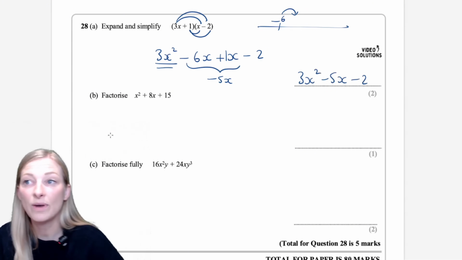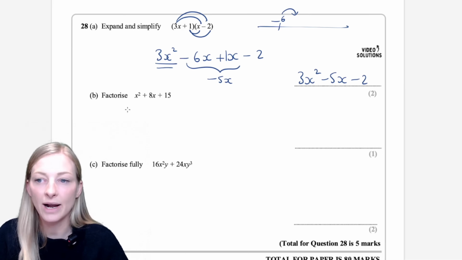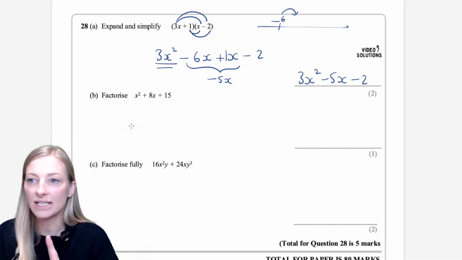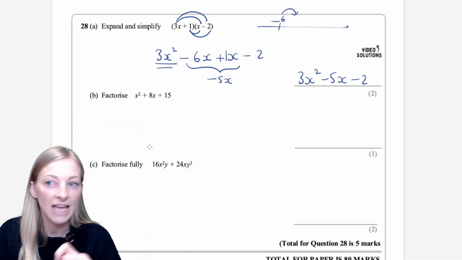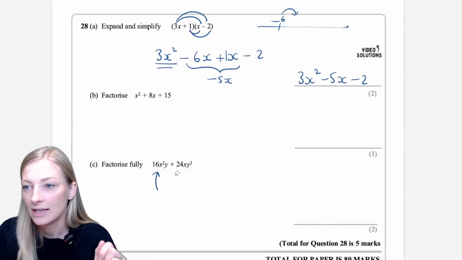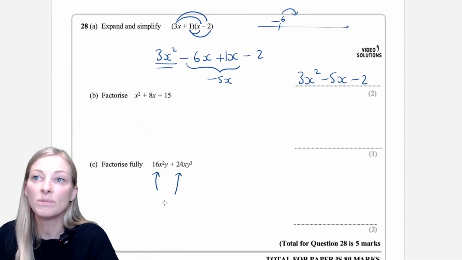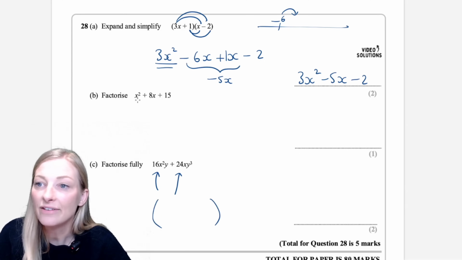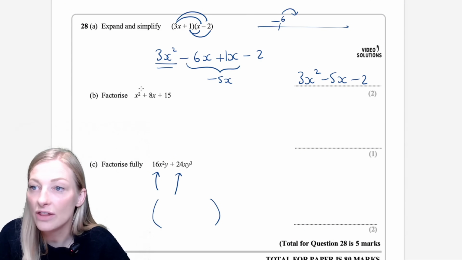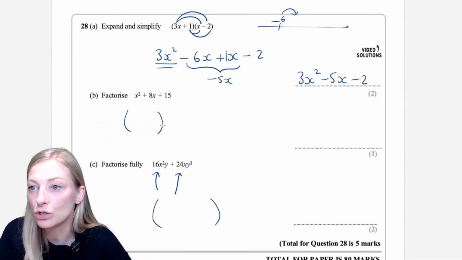For part B, we're factorising. Now, when we're factorising, we need to think, is it one bracket or is it two? And the two questions here are the perfect examples. If there is something in common to everything, so like this one here, they're both in the 8 times table, they both have x's, there is something in common to everything, I'm going to use one bracket. If you've got x squared, 8x and 15, there is nothing in common to all three terms, and this is going to tell me that it needs to be two brackets.